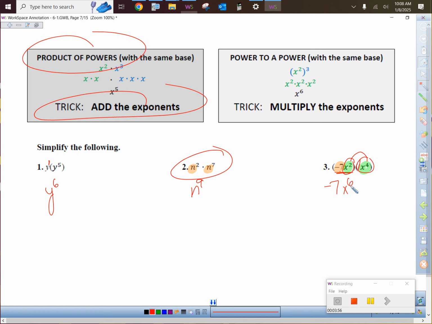So it's such a weird thing because, yeah, I multiplied the x's together, but I had to add the exponents to make the trick work. Is that kind of okay with you on that? So nice.